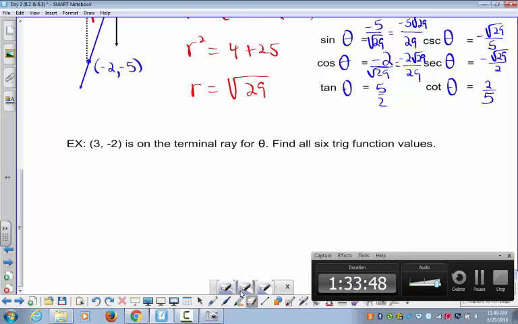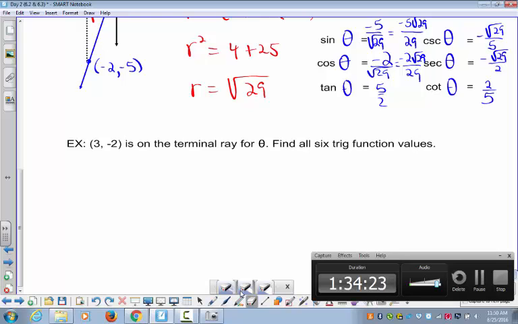So when they tell us that terminal ray, we can either be talking about this positive angle, or this angle right here, which is a negative angle, where we're rotating clockwise. The trig function values will be the same. So the idea here is that any angle, no matter how many times you spin around, if you end up at that same terminal ray, we're going to have the same trig function values.